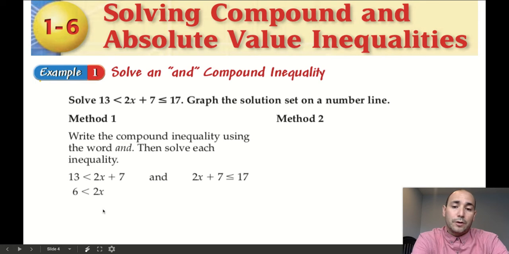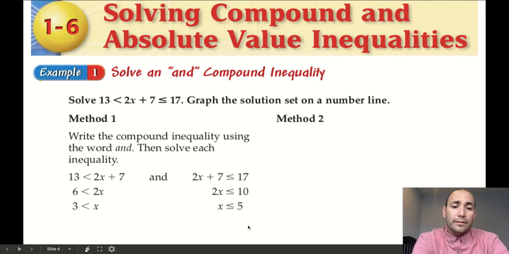I would go ahead and subtract 7 from each side, and I get 6 is less than 2x. Divide both sides by 2, and I get 3 is less than x, or x is greater than 3, however you want to read it. I'm going to solve the other one, subtract 7 on both sides, divide both sides by 2. I get x is less than or equal to 5.